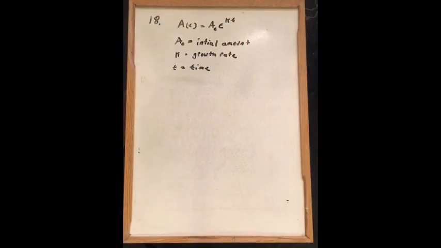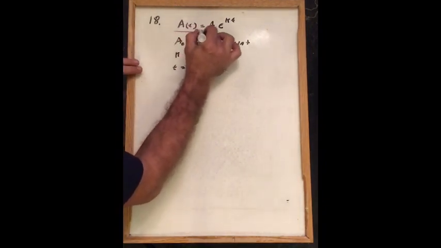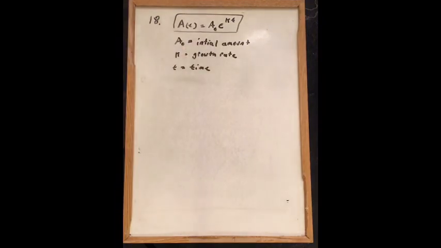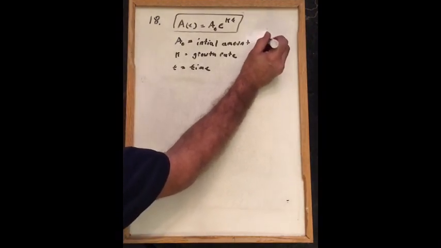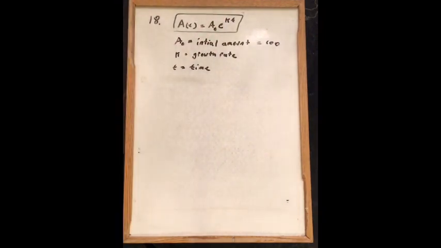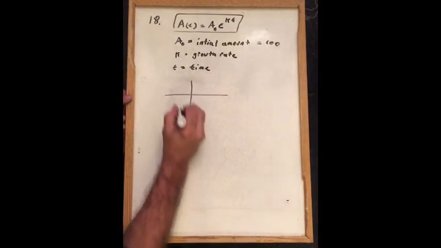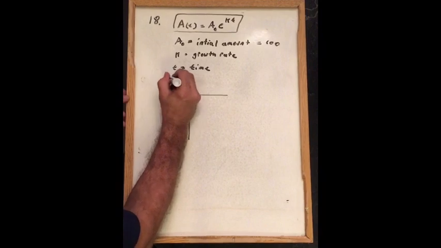Okay, for problem 18, we're going to use A of t equals A sub 0 e to the kt, where A sub 0 is the initial amount, k is the growth rate, and t is time. And we're given, first of all, that there are 100 to start with, so this is going to be equal to 100 for this problem. We don't know what the growth rate is, but we do know that it doubles in 6.5 hours.